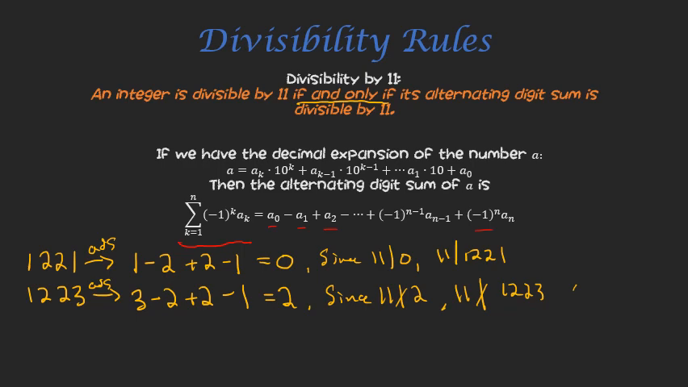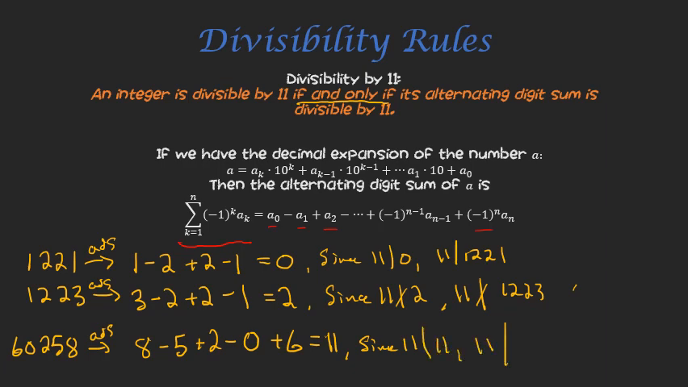What about something a little more complicated? What if we took a number like 60,258? If we want to test this for divisibility by 11, we'll compute the alternating digit sum. In this case, we get 8 minus 5 plus 2 minus 0 plus 6, which is 3, plus 2 is 5, plus 6 is 11. And, well, 11 divides 11.